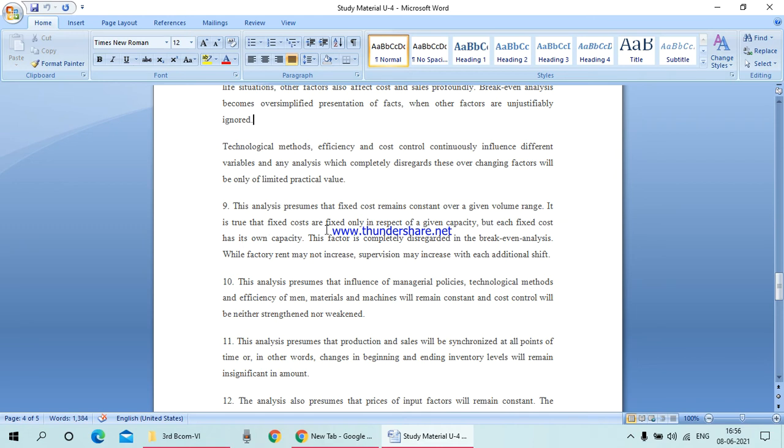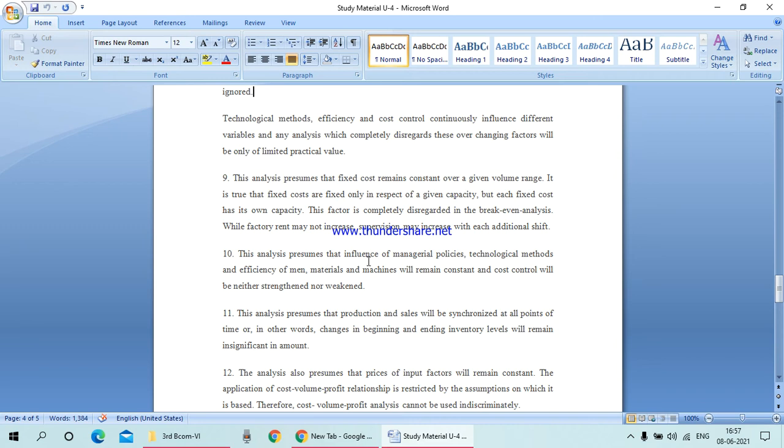It is true that fixed costs are fixed only in respect of a given capacity, but each fixed cost has its own capacity. This factor is completely disregarded in the break-even analysis. While factory rent may not increase, supervision may increase with each additional shift. The analysis presumes that the influence of managerial policies, technological methods, and the efficiency of men, materials, and machines will remain constant, and cost control will be neither strengthened nor weakened.